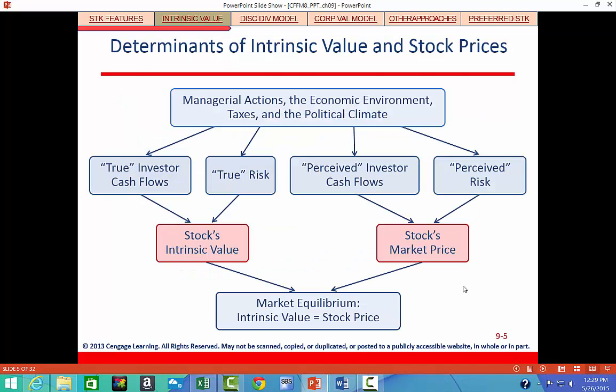So back to this slide, if the two prices are equal, if the intrinsic value is equal to the stock price, I calculate $35 for ExxonMobil, and then I look at Yahoo Finance and it's selling for $35, then that's said to be a state of market equilibrium. And that's kind of rare, but that's what we would call it.